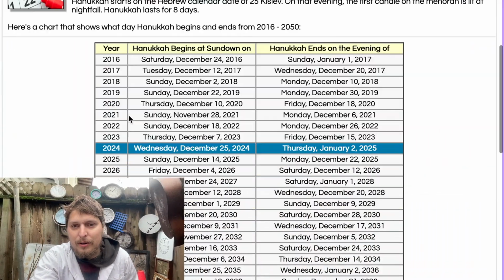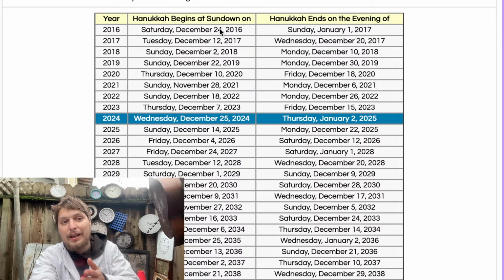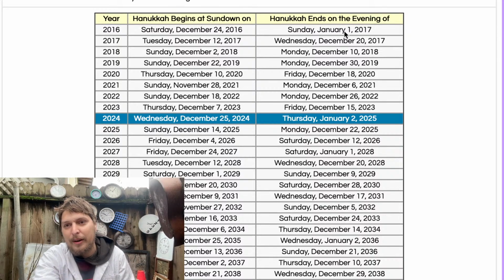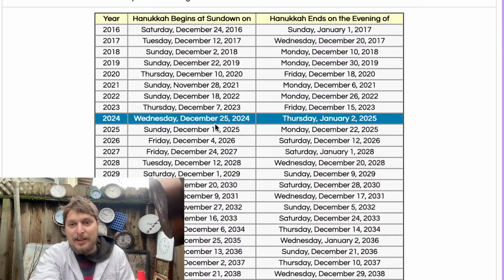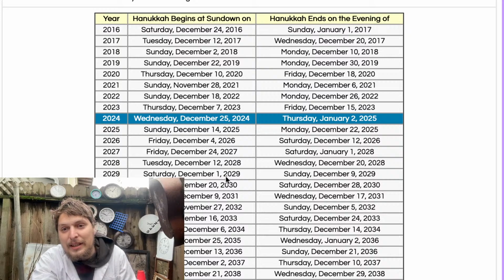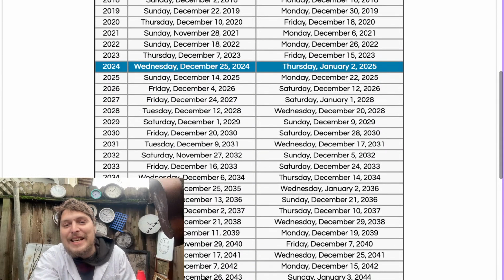Now, let's see if I can find when it lands on different years. Here's one that shows a few years at least. So, here's some previous years. 2016, I guess, was the last time that Hanukkah would have been late enough to cross over into the next year, to have some in January. And since then, we can see it ranges, often as early as late November or early December. This time, the latest it's been in a while. And the next time it's going to be later than this is way down here. 2043 is the next time it's going to be later than this.